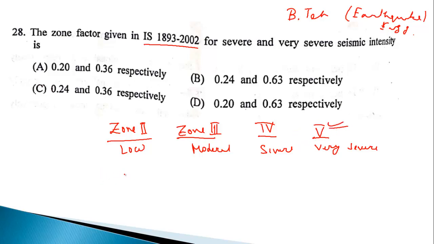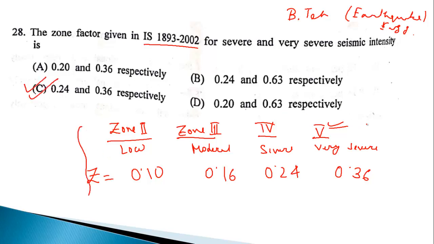The value of the seismic intensity Z is given as 0.1 for low, 0.16 for moderate, 0.24 for severe, and 0.36 for very severe. In the question it's directly given as 0.24 or 0.36. So it's easy if you just know all these values.